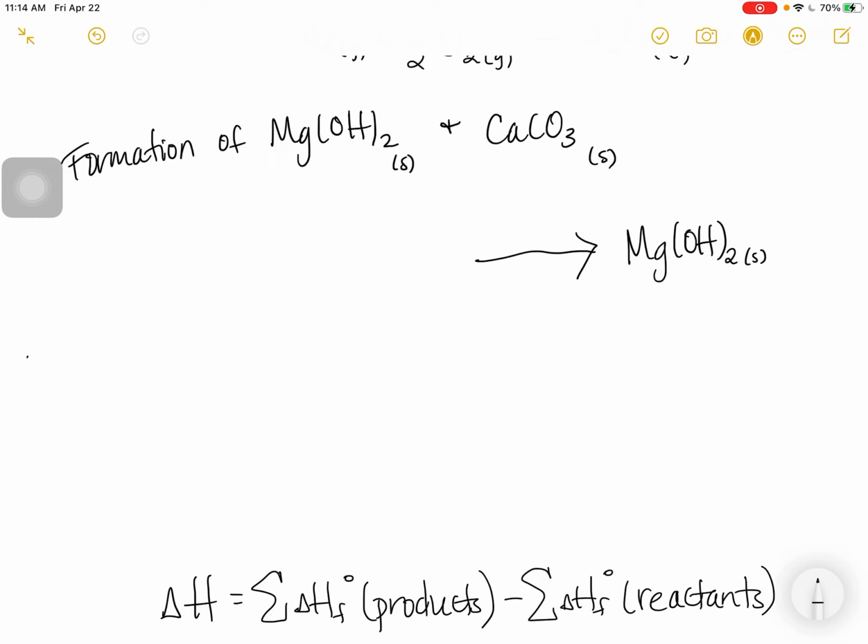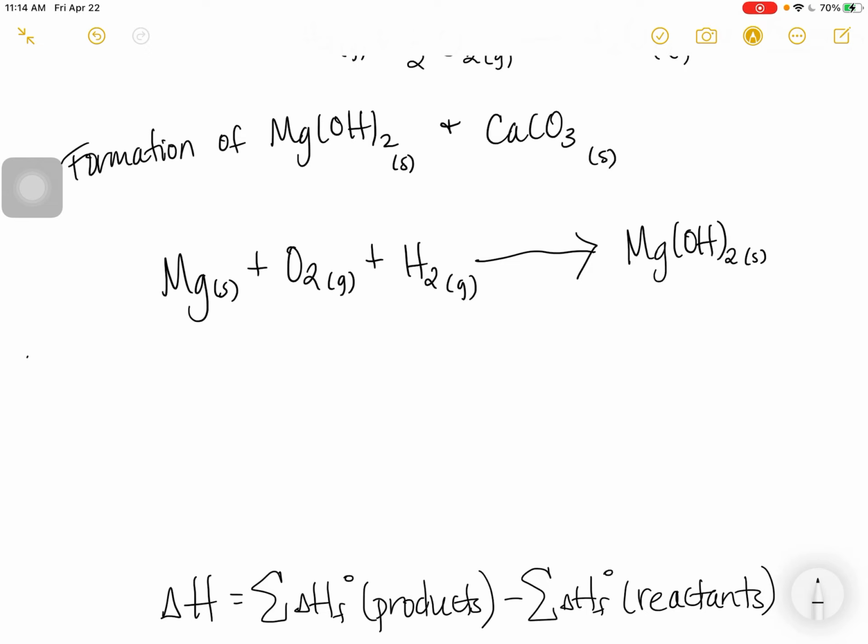And the elements that make up magnesium hydroxide, well, there are three: magnesium, oxygen, and hydrogen, and all we have to do is think about what their standard states are. Magnesium is a solid, right, and not a diatomic. Oxygen is a diatomic, and it's a gas. And hydrogen is a diatomic and also a gas. So there's the elements in their standard state making magnesium hydroxide.